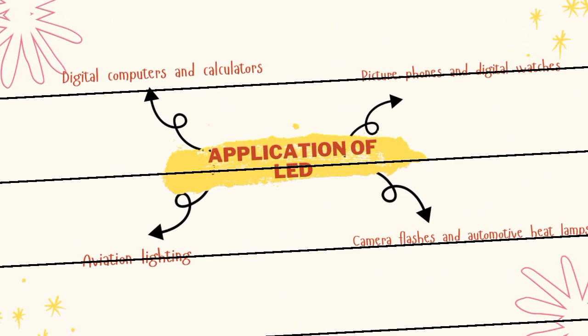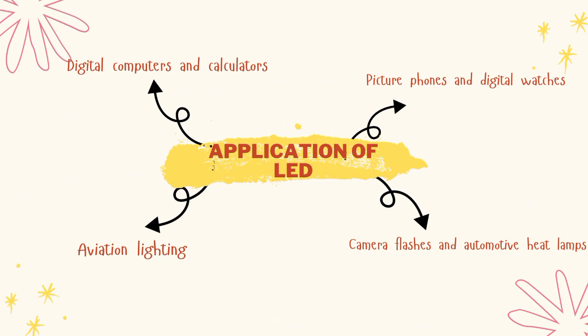For the third part, which is application of LED. LEDs are basically used in daily life. Firstly, digital computers and calculators. Secondly, picture phones and digital watches. Thirdly, camera flash and automotive headlamps. And fourth is aviation lighting. All these things are basically used in our life.